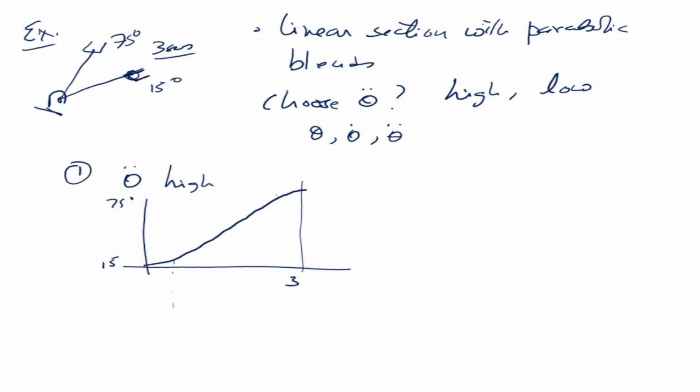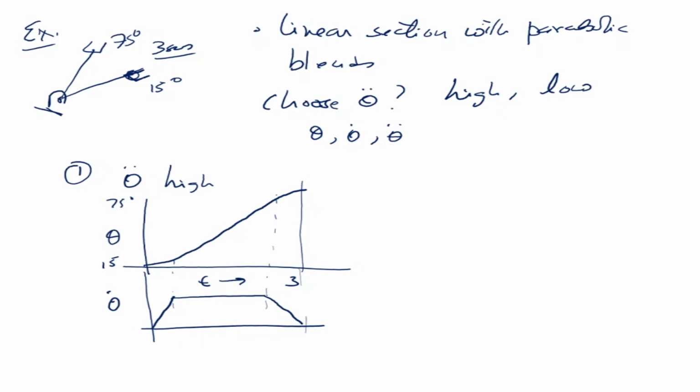Correspondingly, I'm drawing this: this is theta, this is theta dot, and this is time. What will the velocity look like? In the blend period, the velocity will go up like this, then it will remain constant, and then it will come down like that. Please note that both the sides are equal. So this is showing that in the linear section, the velocity is a constant velocity.